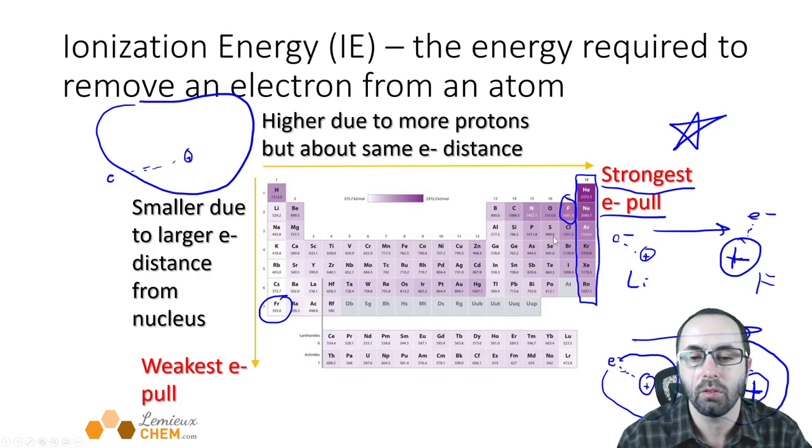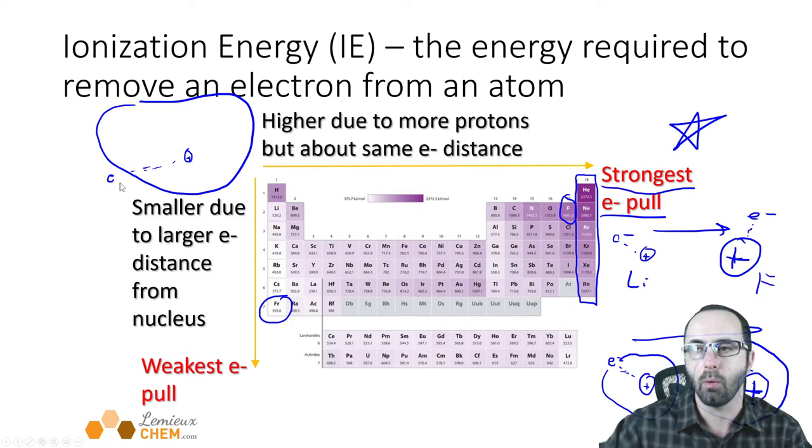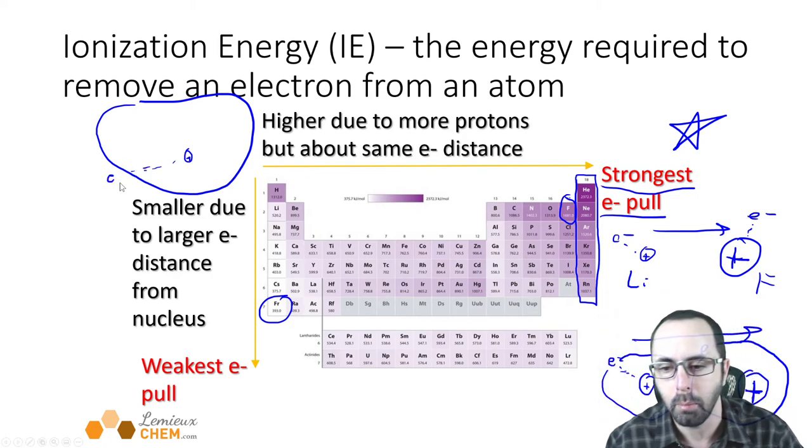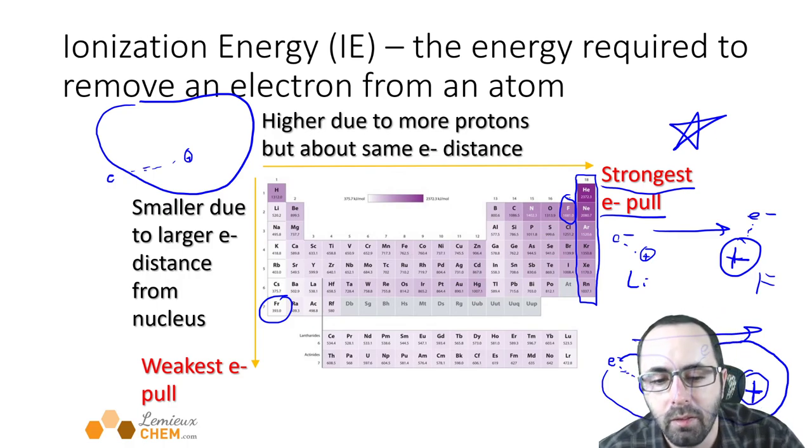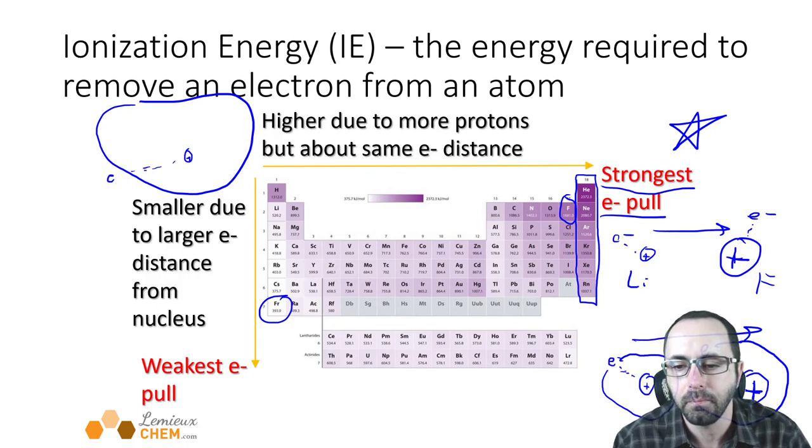For fluorine, it's extra, extra hard to pull off an electron because it's pulling on its electrons so hard. Whereas for francium, it's pretty easy to pull off the electron because it's barely holding on to it at all. Its electron is way up in outer space. It's barely pulled onto that nucleus at all.